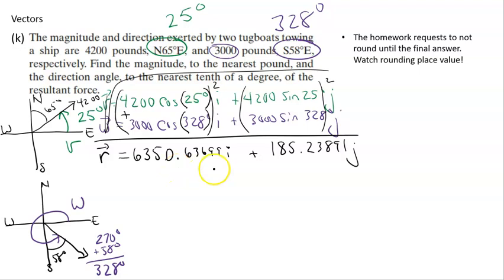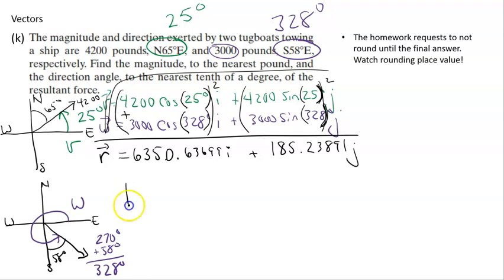I went out 5 places, didn't I? 0.63699. Okay, here again, 4,200 times the sine, a parenthesis will pop up, and you close that out. If you don't close that out, you're going to have a problem. Okay, plus 3,000 sine, that one's going to pop up, and you want to close that one out also. And I got 185.23891 J. Okay, that is your resultant vector in terms of I and J.